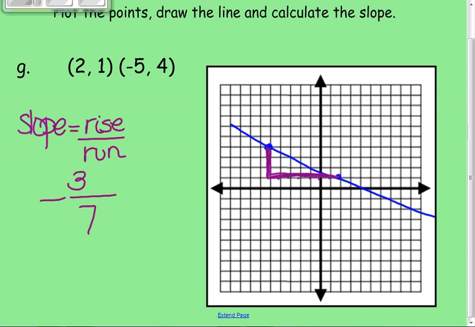And that's our slope. Now, for those of you who are new and for those of you who are old, I'm going to remind you, slope is nothing more than a number that measures how steep something is. Okay, Anna? It's how steep it is.